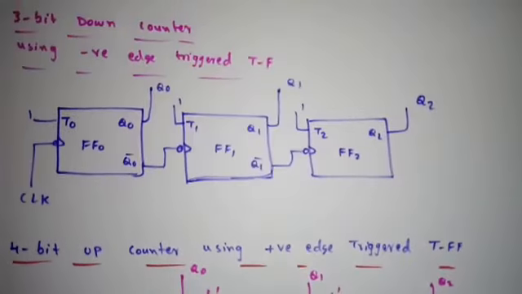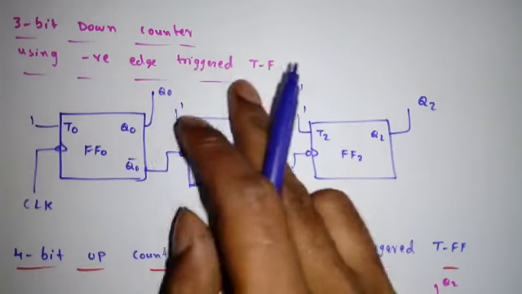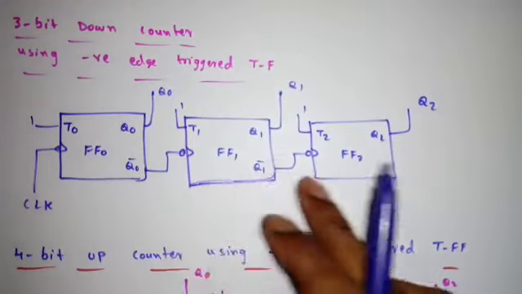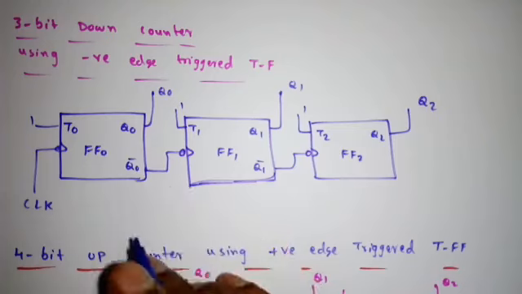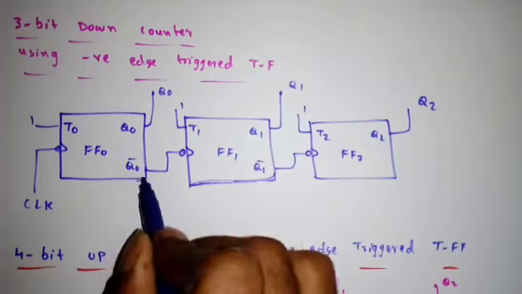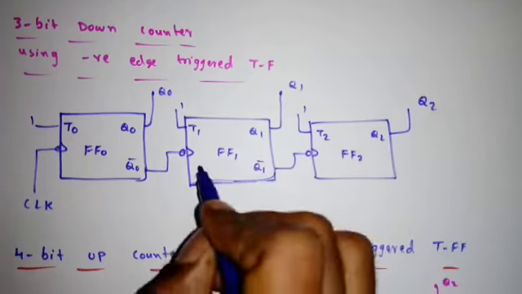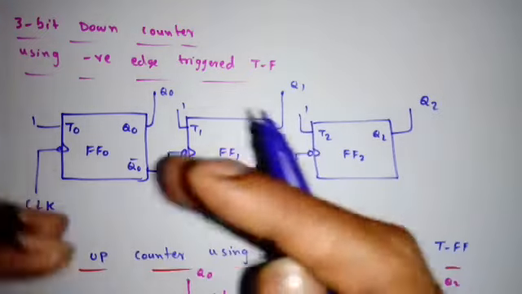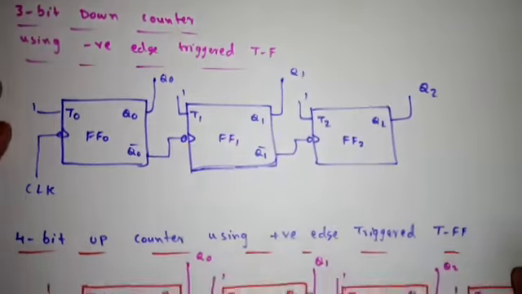Just go through it. So this is 3-bit down counter using negative edge triggered T flip-flop. We have seen 3-bit up counter. Now this is the circuit diagram for down counter. So the connection we have made is Q0 bar is driving the next flip-flop, Q1 bar is driving the next flip-flop, and it is negative edge trigger. So we'll get down counting. Right? If you remember these 4 points, we can easily identify it will do the down counter.